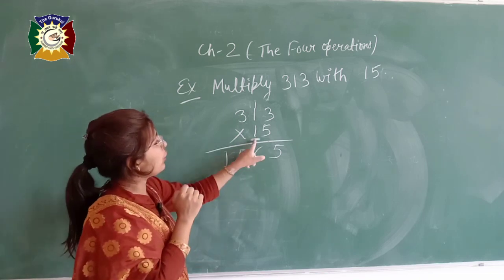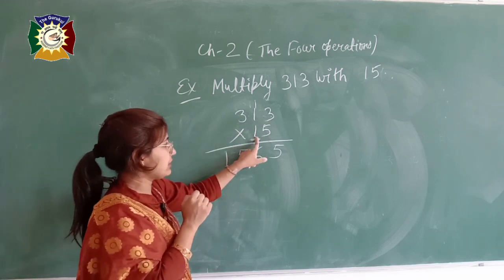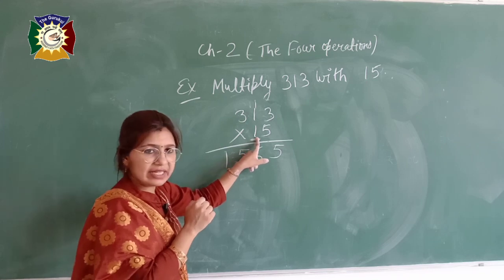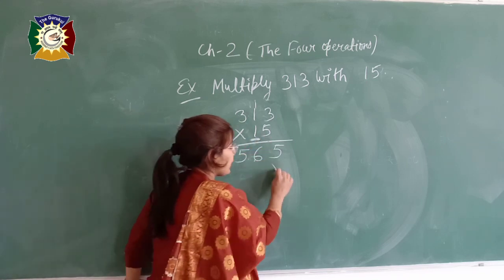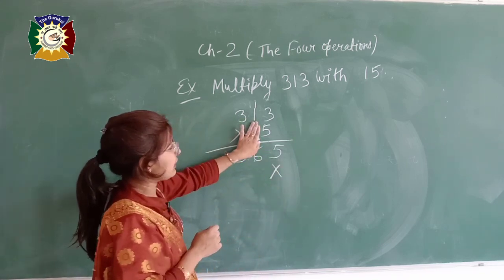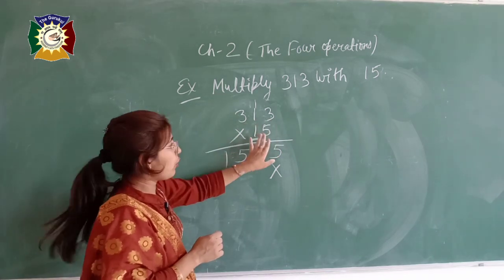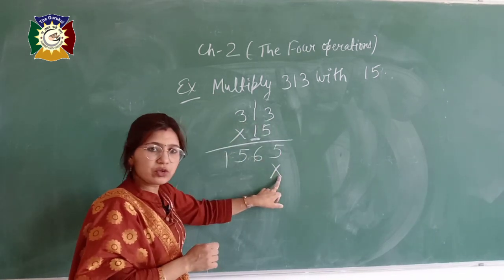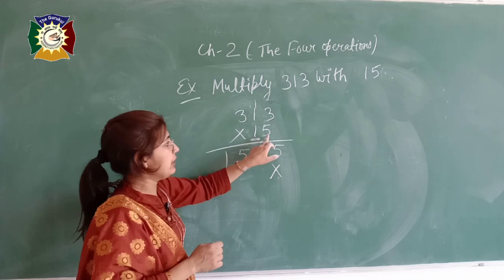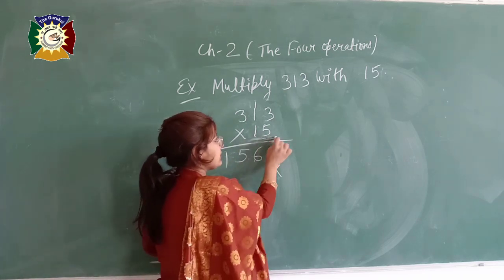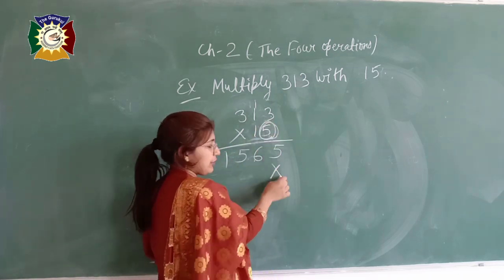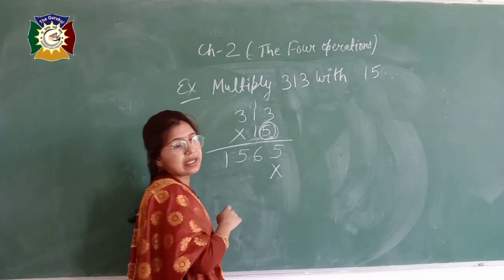Children, when you are going to multiply this number with this 1 which is at the place of tens, for this you have to put 1 cross, because after 1 there is 1 digit. For this digit you have to put 1 cross here. See, after 1 there is 1 digit, after 1 there is 5. For this 5 you have to put 1 cross here.